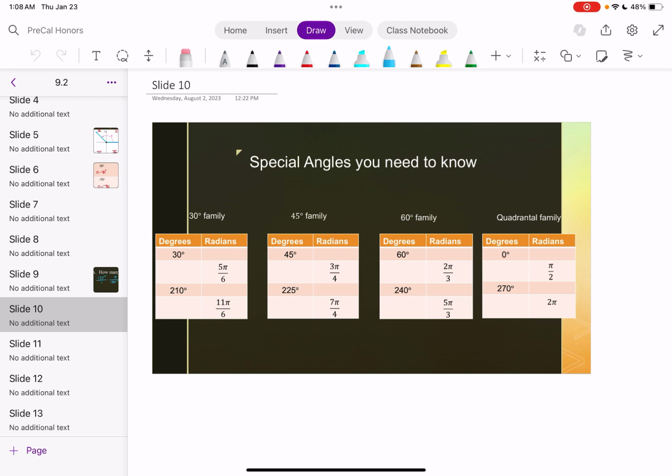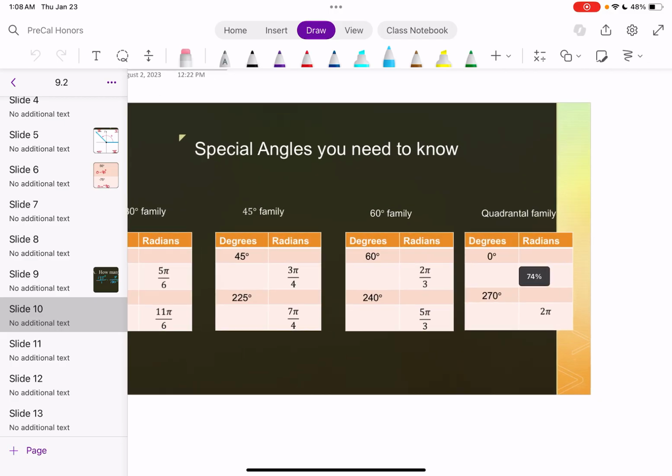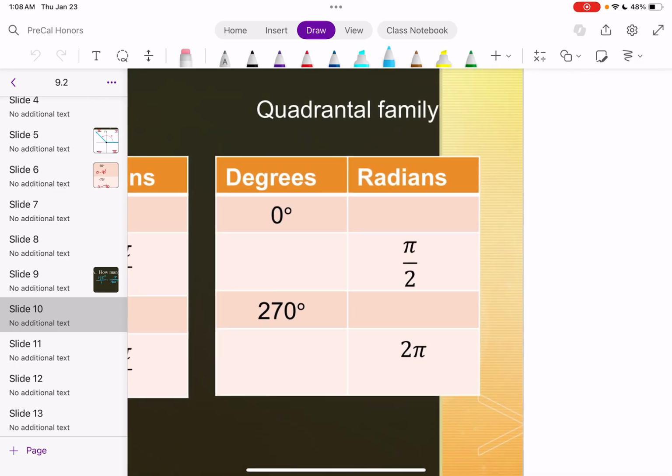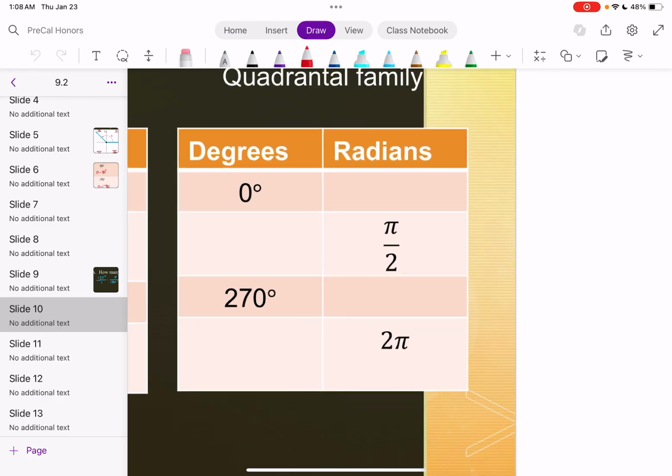Let's go ahead and take a look at slide 10. In slide 10, we start to cover the various families that we have within our unit circle. So we have a 30, 45, 60 family, as well as the quadrantal family. We're going to begin with looking at the quadrantal family. It's very easy to understand. 0 degrees would give us 0 radians.